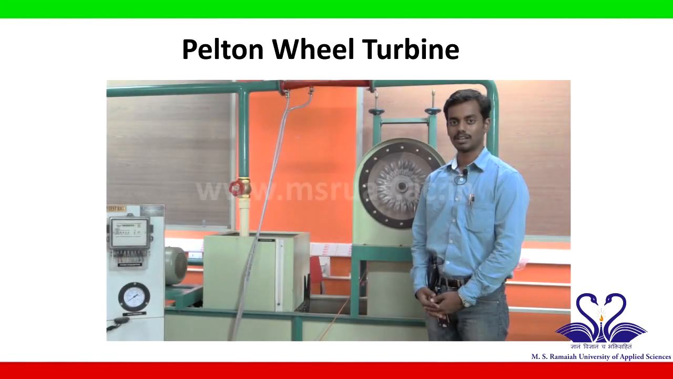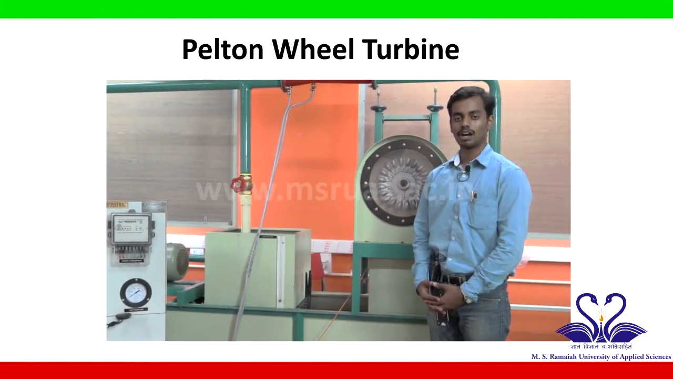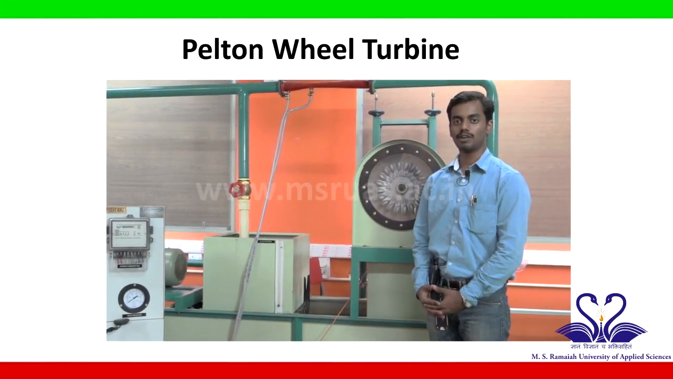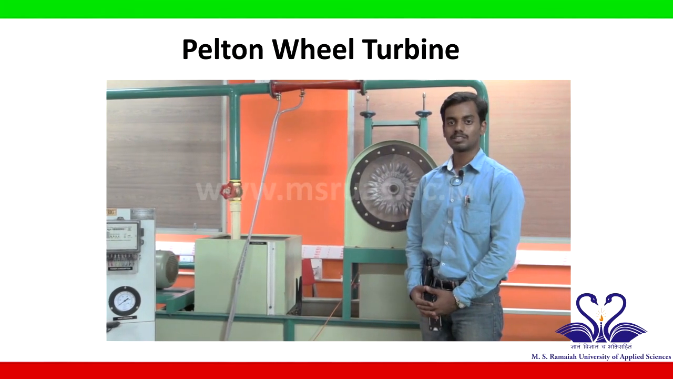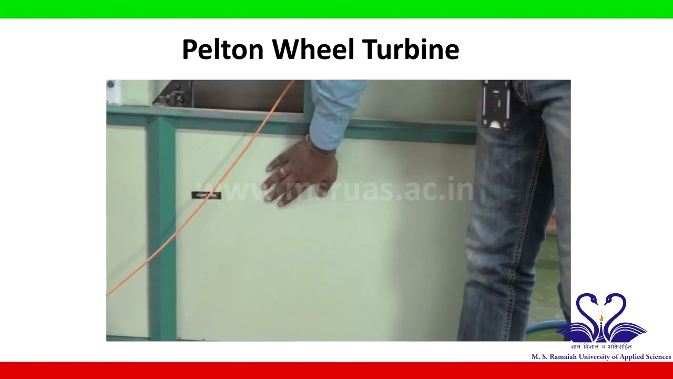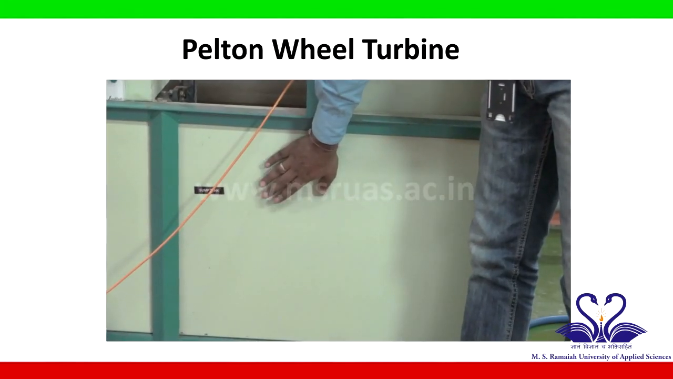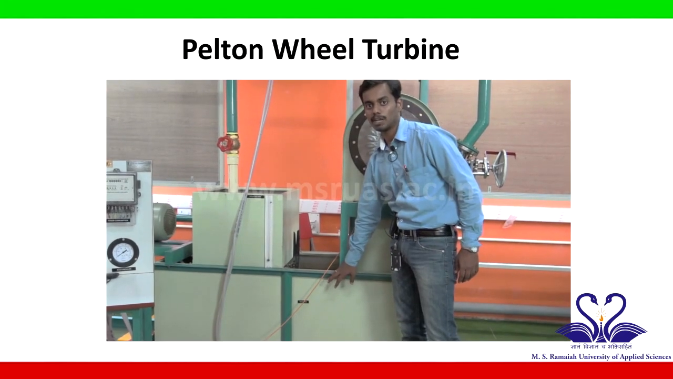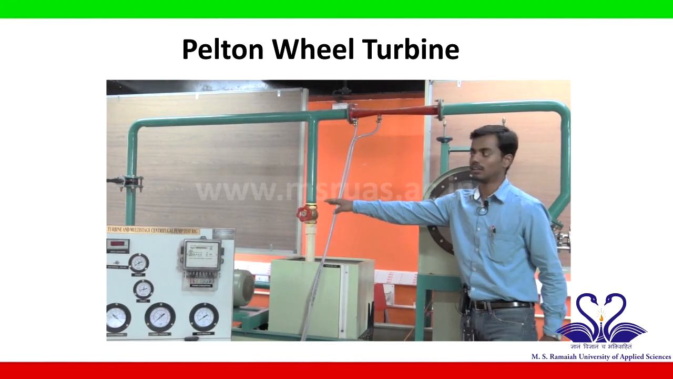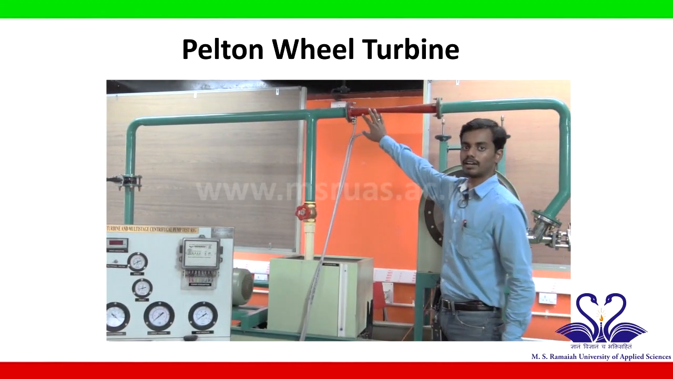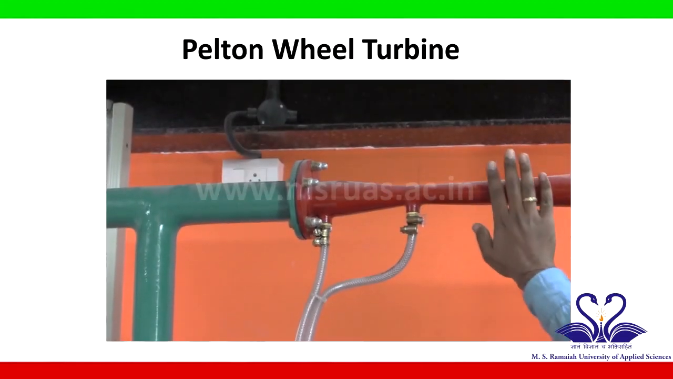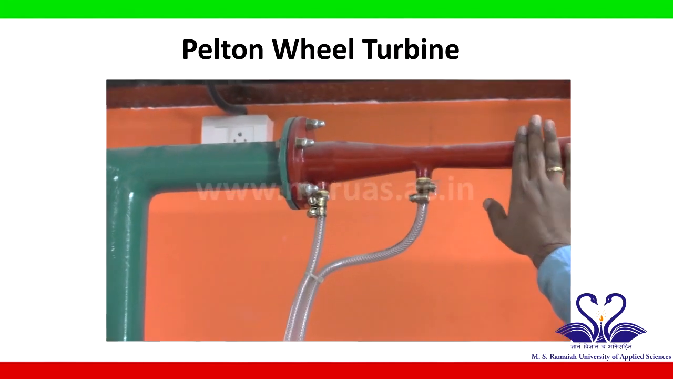Hello everyone, this is the setup at our turbo machinery lab to calculate the efficiency of a Pelton wheel turbine. The setup of a turbine consists of a storage tank where the water is being stored. This water is being pumped through the centrifugal pump, and the outlet of the pump is connected to a venturi meter. Here we use the venturi meter to calculate the discharge of the fluid through the pipe.